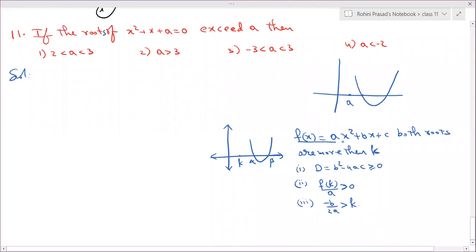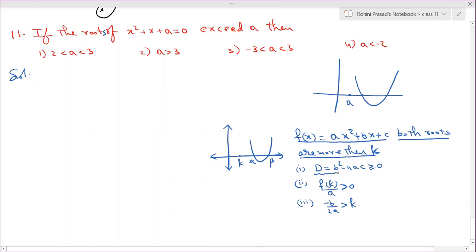F of x equal to ax square plus bx plus c. Both roots are more than k. Here k is a real number. You can compare the roots with the real number only if the roots are real numbers. Suppose imaginary roots I and all involved in the roots, then you can't say that both the roots are more than k and all.